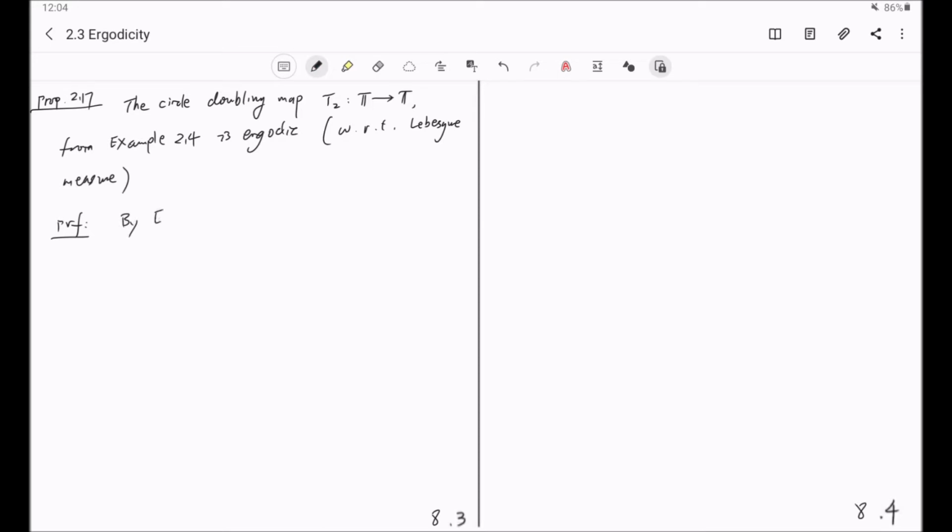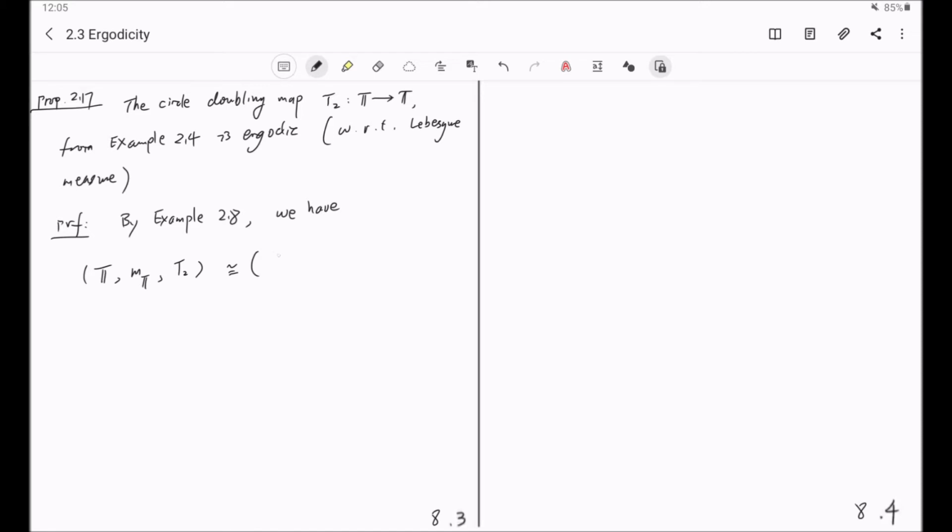Remember, by example 2.8, we have the following two isomorphic measure preserving systems. One is this circle doubling map. Remember, this is on the space T, equipped with the Lebesgue measure, with this transformation, the circle doubling map. And the other one is, do you remember?